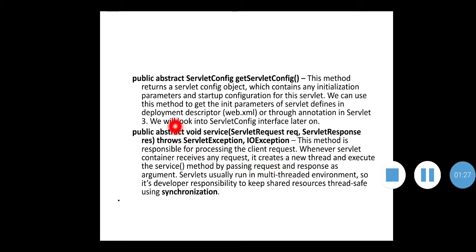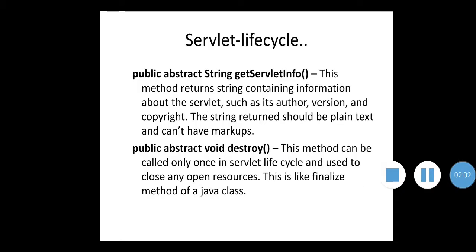The next one is public abstract ServletConfig getServletConfig(). This method is used to return a ServletConfig object, and public abstract void service() is the method used to give the response for the corresponding client's request. getServletInfo() is the method to get the information about the servlet like author, version, and copyright.